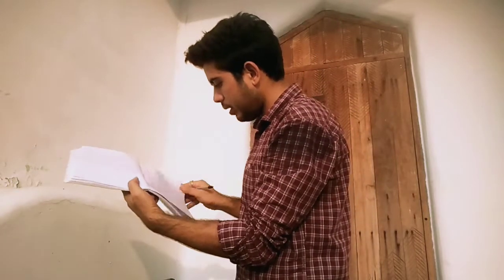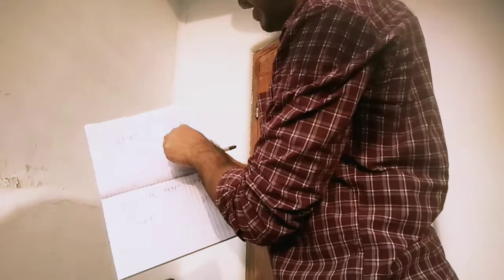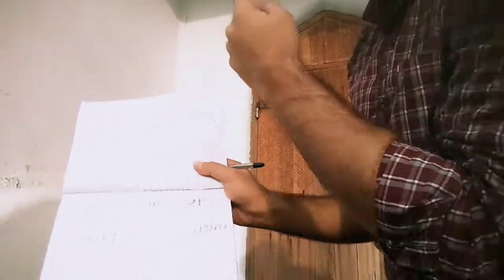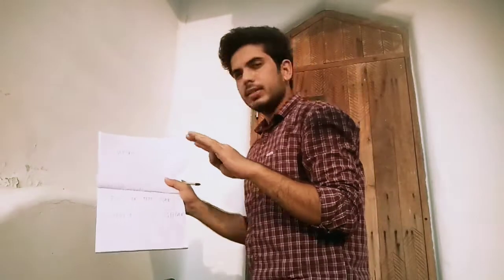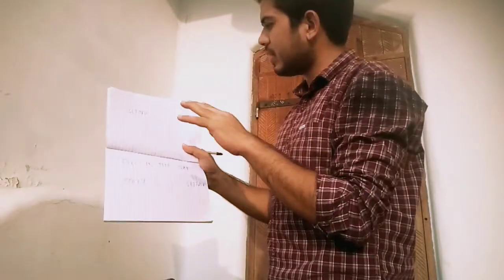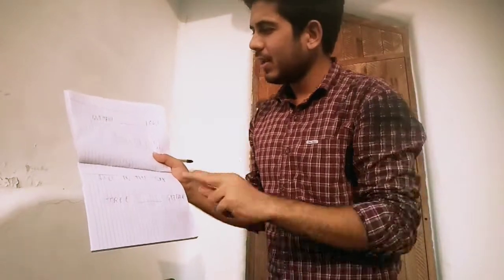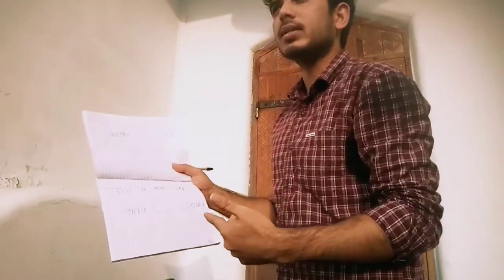Now let's try another one. Okay, this is guitar to lick. Guitar, gap, lick. Now, here, guitar, gap, lick. On the first look, these two words don't seem that they are connected. These seem like completely different words, right? Guitar and lick, how can they be connected?